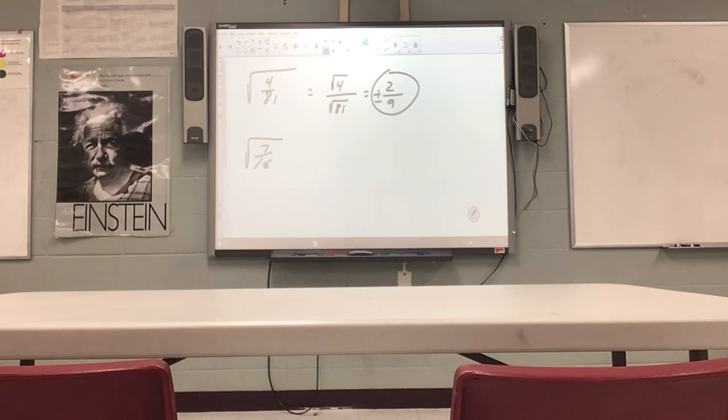Square root of 7 over the square root of 16, or square root of 7 over 16. So just like the previous problem, that means we square root the numerator and the denominator.